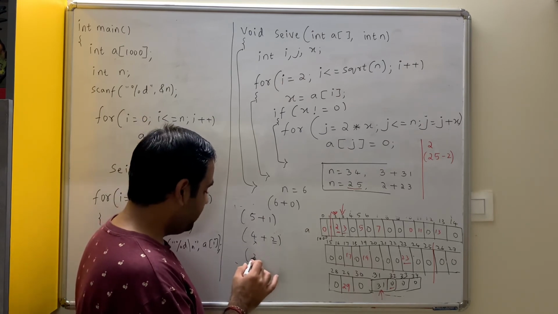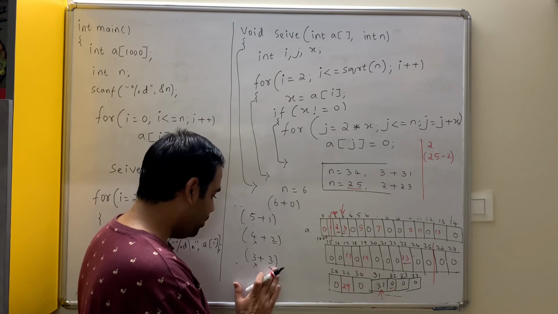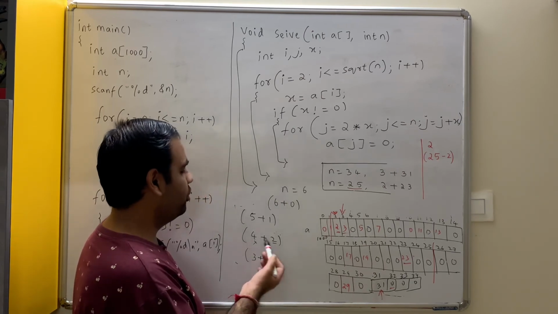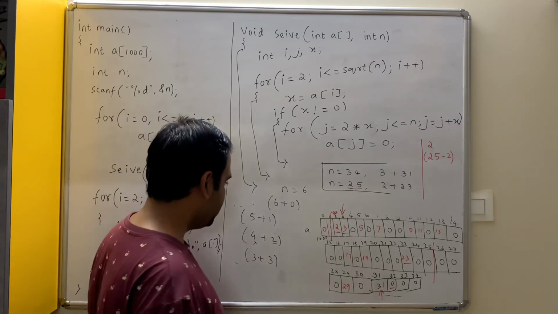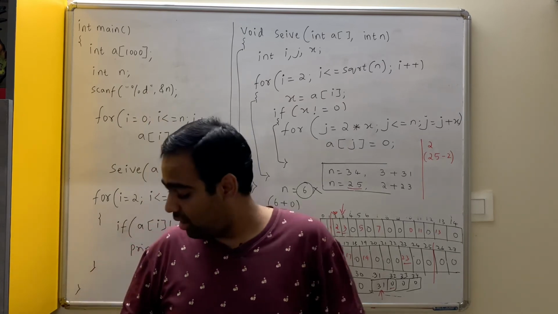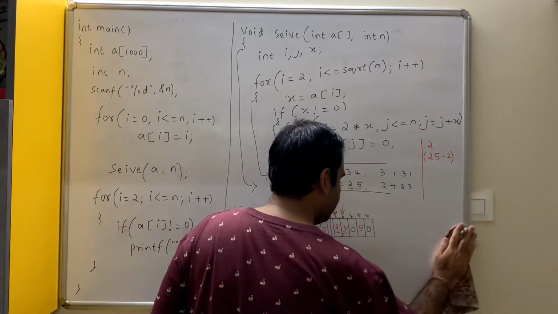You can write it as 3 plus 3, but I said that these 3 are prime, no doubt, but these two should be unique. The next ones are again 4 plus 2, 5 plus 1 and 0 plus 6. Therefore, 6 cannot be expressed as sum of two primes. Now, how do we verify this? Generate all the prime numbers till 6.